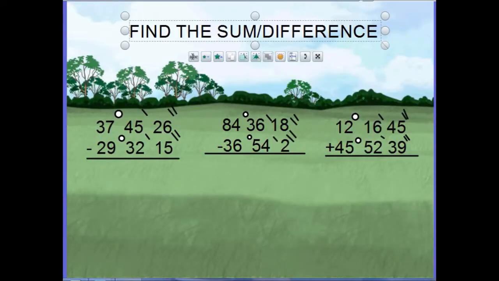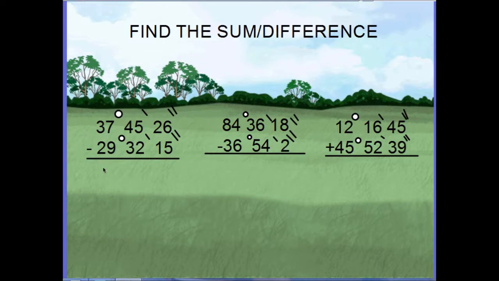Now for our next examples, we're going to find the sum or difference. So here we go. We're going to be subtracting. Now, when you subtract, you actually want to start here on the right. That way, if you need to borrow, you're going to borrow from the column to its left. You want to start off by subtracting the seconds, go to the minutes, and finally end with those degrees.